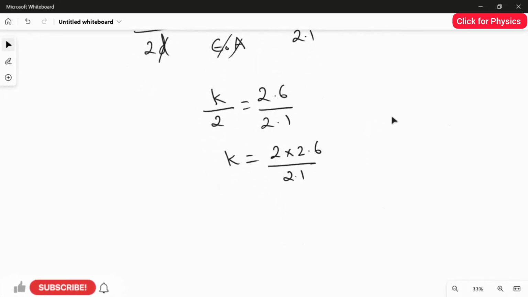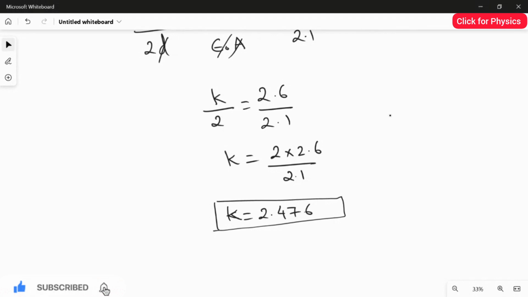So what is K? K is the dielectric constant of the wax, because we kept the wax material between the plates. So the value of K is 2 multiplied by 2.6 divided by 2.1. Here I got the answer as 2.476. What's the value of the dielectric constant of the wax? 2.476. It's a unitless parameter, so you need not put any unit. Just leave the number as it is. If you want to round the number to two digits, no problem. So the answer for the dielectric constant of the wax is 2.476. So this is the answer for this question. That's it. Thank you.